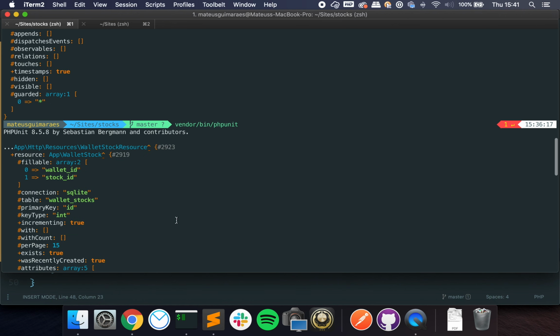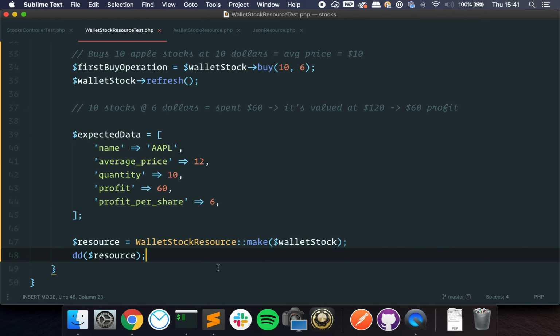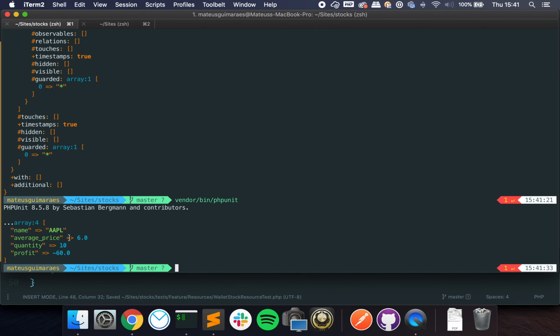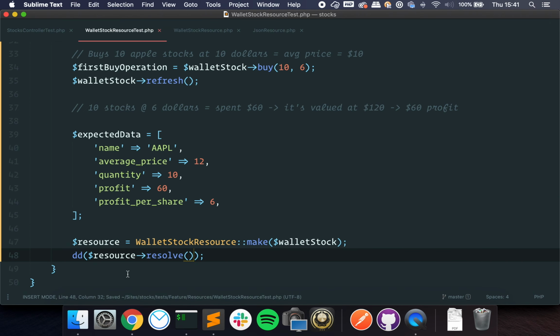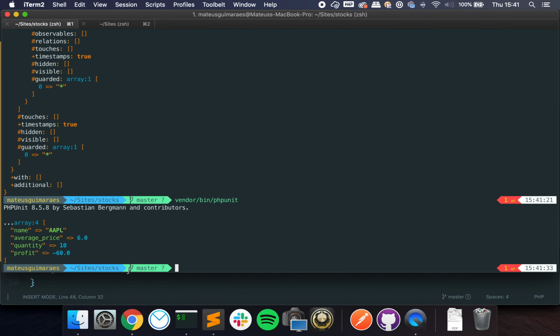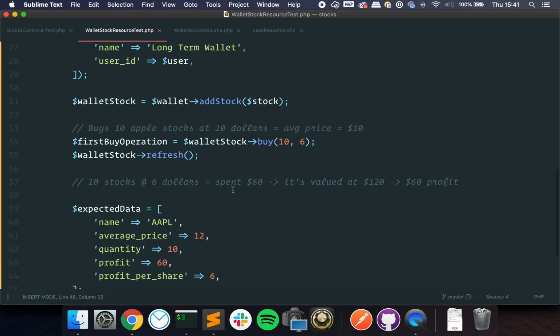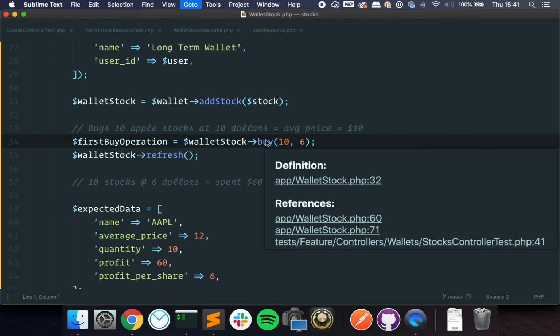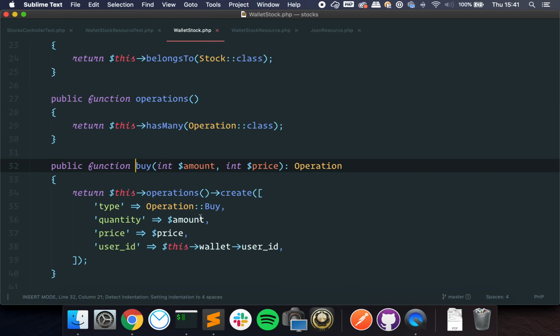Okay, we have the wallet stock resource. And if we dump after we call the resolve method, we have an array, and that's exactly what we want. So the profit is wrong, because if I bought a share at $6 and it is now valued at 12, then theoretically you made $6 per share.